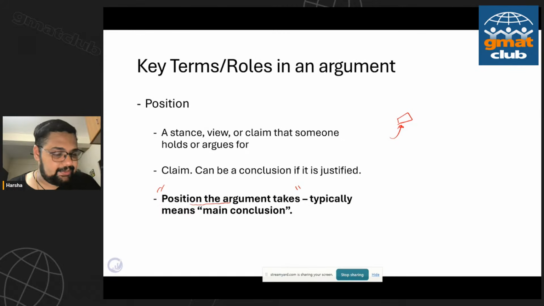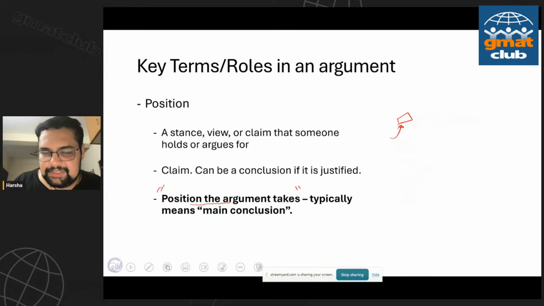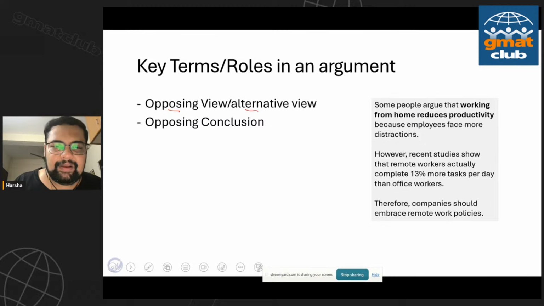Position can be a premise as well, right? Great question. Yeah, because even an intermediate conclusion could be a position. Let me give you the example right here. I could have an opposing position. So even my intermediate conclusion is a position, technically. Any conclusion is also a position, right? Because the conclusion that I'm making is the position that I'm taking, in simple words. So you're right, it could be a premise.